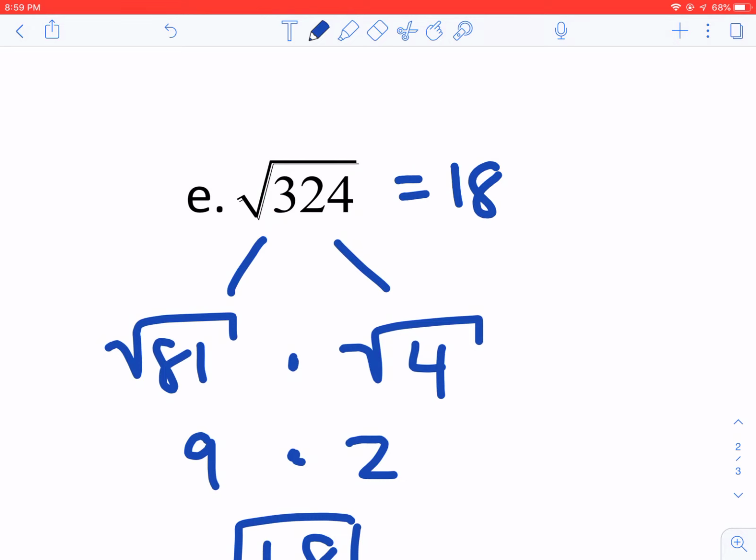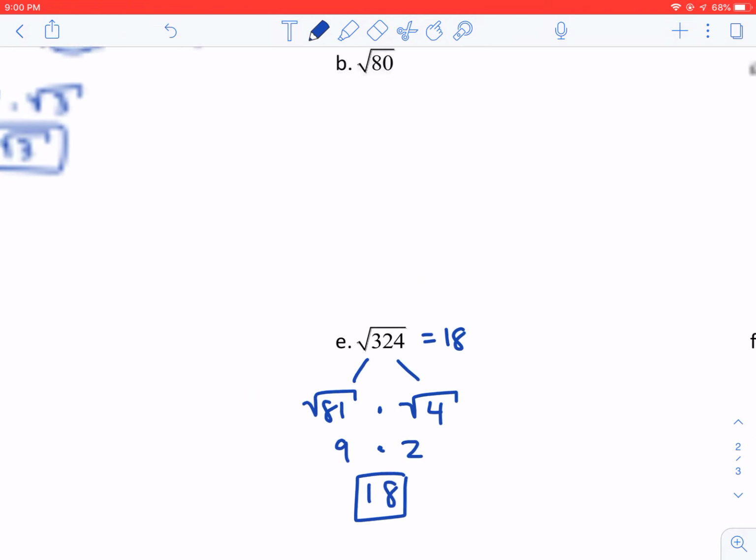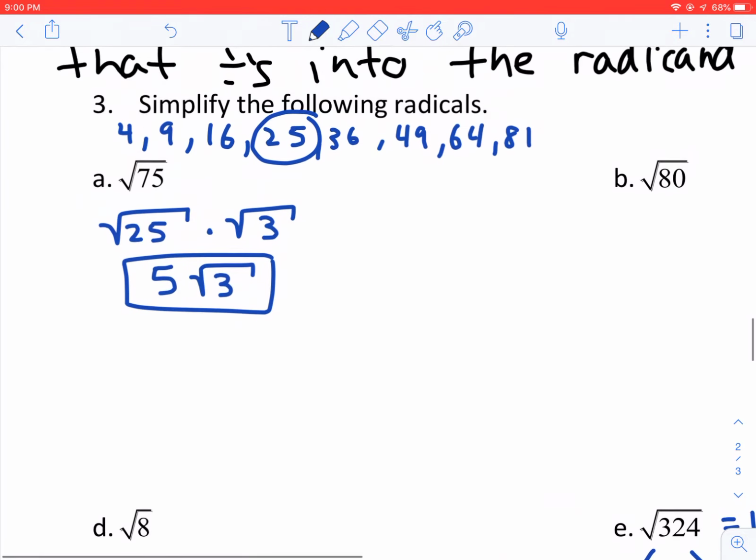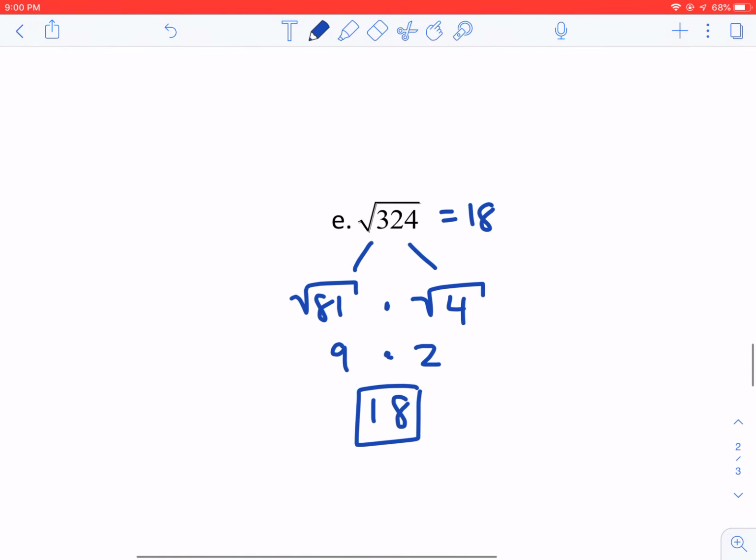If you want to check that on your calculator, you can. You can also just type in the square root of 324 straight into your calculator. You also get 18. So this one we really didn't need to simplify using these kinds of methods, right? But even if we use the method, it still works out. 9 times 2 is 18.